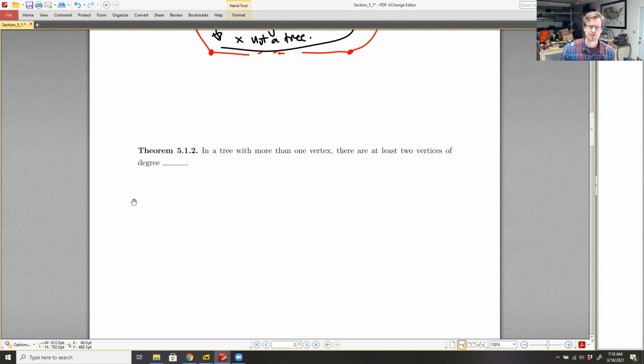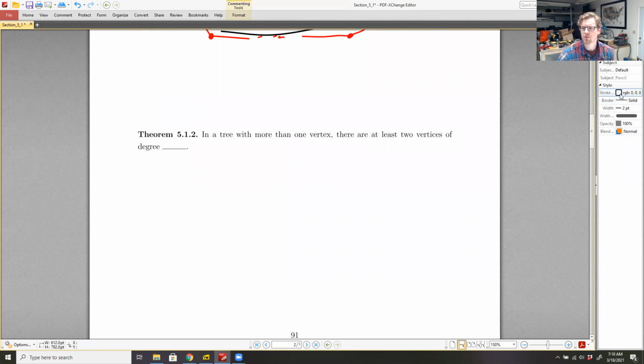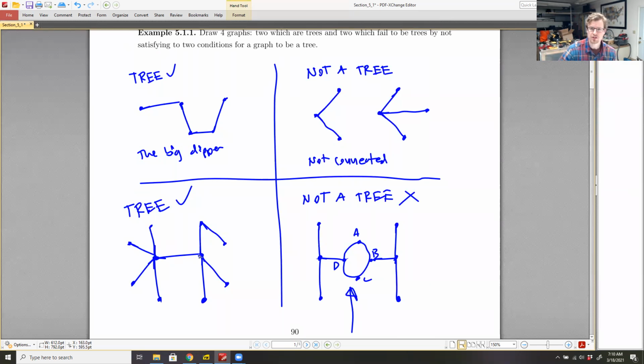All right, so our next property. In a tree with more than one vertex, so two or more, there are at least two vertices of degree 1. Huh. Really? Yeah. Well, it makes sense if we review either of the trees that we drew before. We can see that there are 2 vertices of degree 1, and in this other case 7 vertices of degree 1. So we see that it's true for the cases that we've seen, but how do we know it's true for all cases?